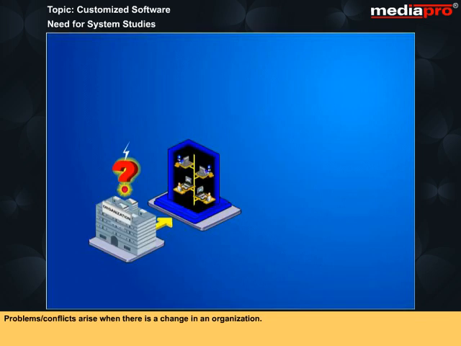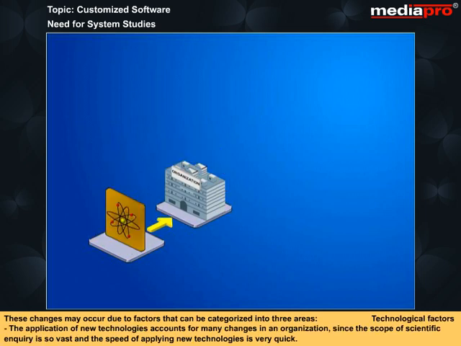Problems or conflicts arise when there is a change in an organization. These changes may occur due to factors that can be categorized into three areas. Technological factors. The application of new technologies accounts for many changes in an organization, since the scope of scientific inquiry is so vast and the speed of applying new technologies is very quick.